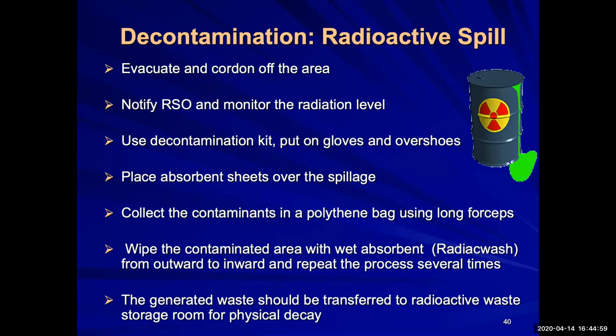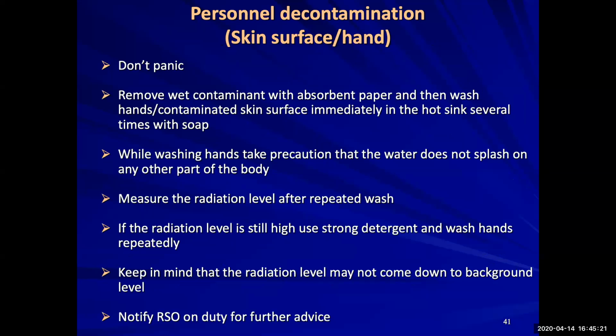Radiation emergency and accident. If there is a contamination, you have to follow the contamination process: evacuate, notify the radiation officer, use the decontamination kit, and place the absorbent sheet. So you just read that and follow the procedure, step by step, for how to handle the contamination inside the department. If your skin is contaminated, most important, don't panic. Remove the contaminant with absorber paper and then wash hands or the surface in the hot sink several times with soap. While washing, take precaution that the water does not splash on any other part of the body.